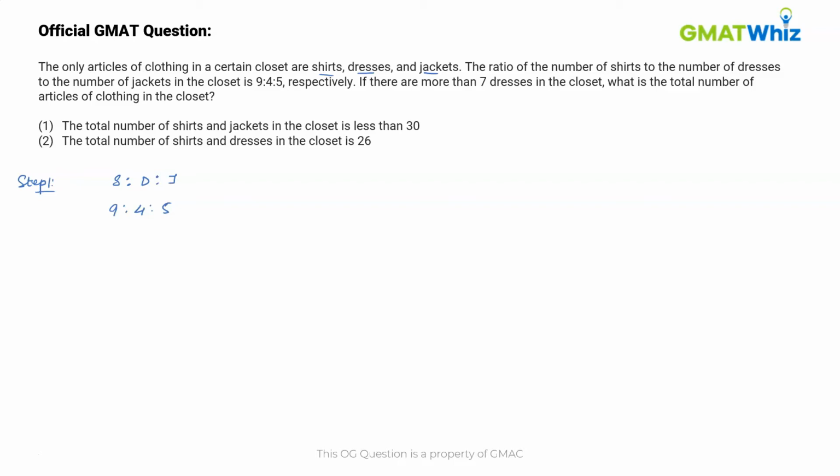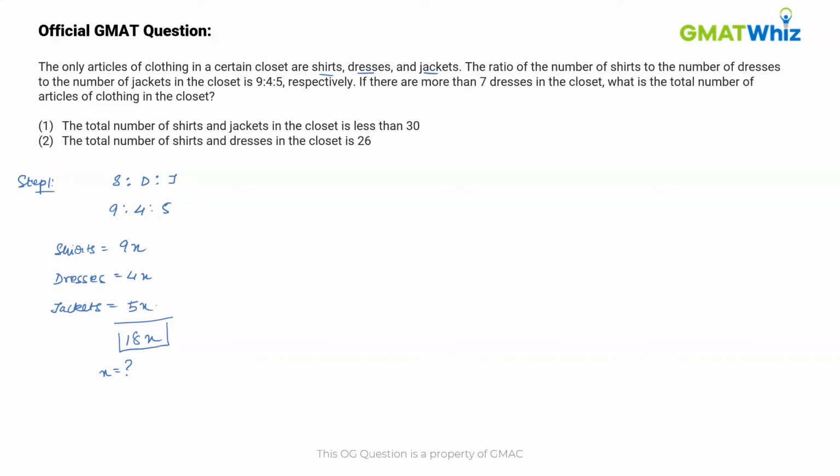Now, when we are given the ratio of any quantity, we write the number of shirts to be equal to 9x, the number of dresses to be equal to 4x, and the number of jackets to be 5x. So here the total number of articles of clothing is 18x. To find the total number of articles of clothing in the closet, we need to find the value of x, so that on substituting x, we can get the total number.